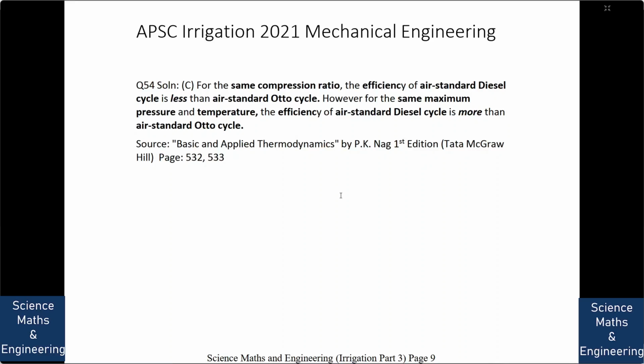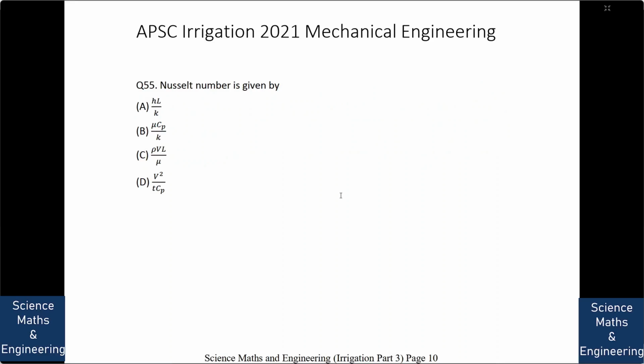The answer is C. For the same compression ratio, the efficiency of air standard diesel cycle is less than air standard Otto cycle. If the compression ratio is the same, the efficiency of Otto cycle is more than diesel cycle. However, for the same maximum pressure and temperature, the efficiency of air standard diesel cycle is more than air standard Otto cycle. In case you have any more doubt, you can follow the source. We'll go to the next question.